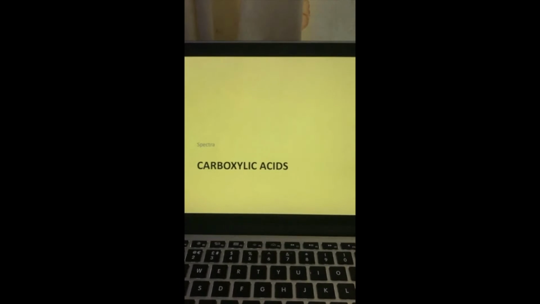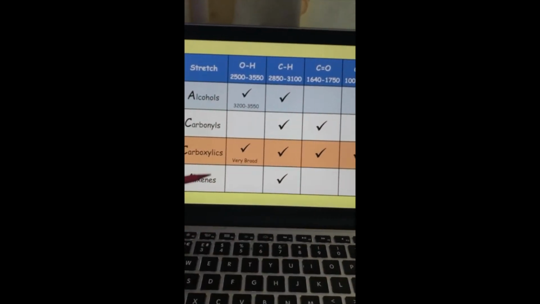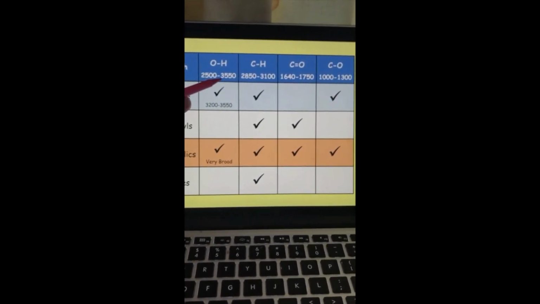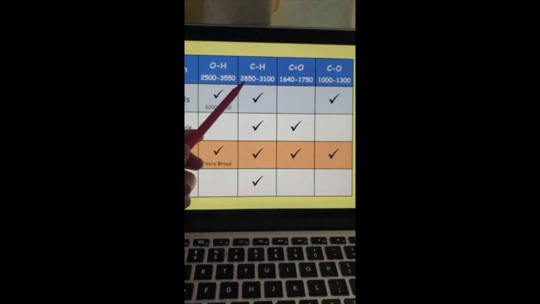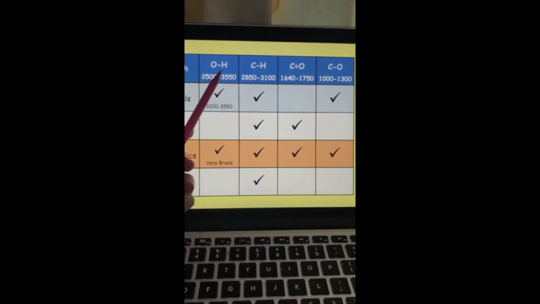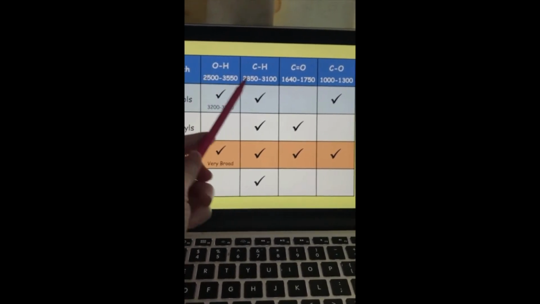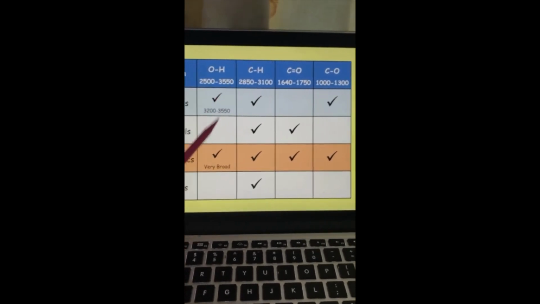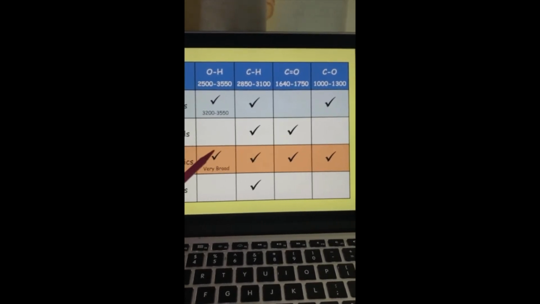Right, on to carboxylic acid. Carboxylic acids are the easiest ones. They have this very broad trough between 2,500 and 3,550. Now, if you look at the carbon hydrogen numbers, that's between 2,850 and 3,100. Can you see that that kind of sits in the middle of this? So what happens is that this actually swallows up the carbon hydrogen peak. So what you end up with is this really broad peak that swallows up the carbon hydrogen peak.